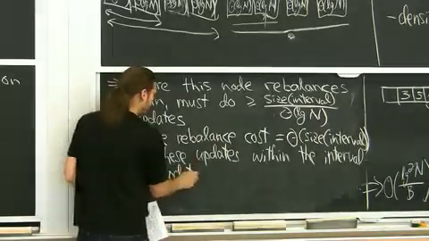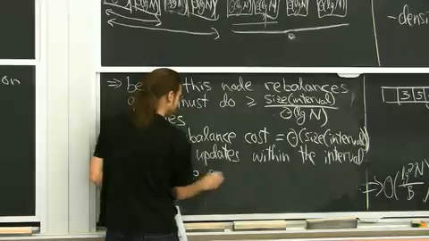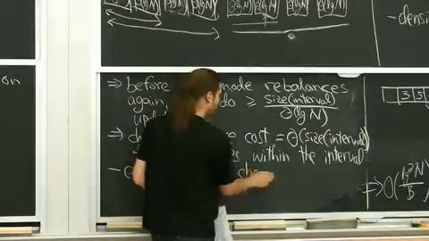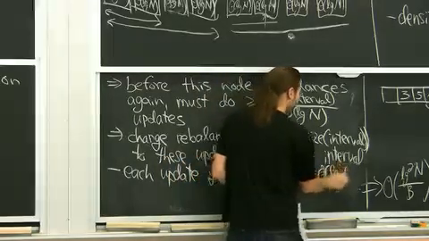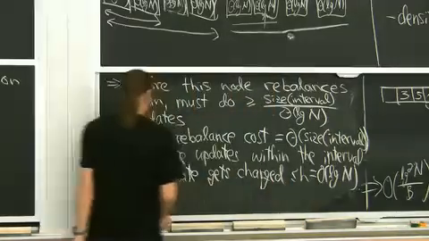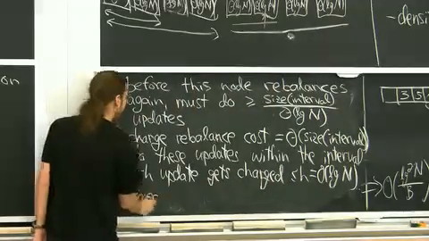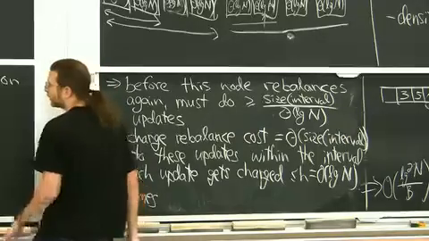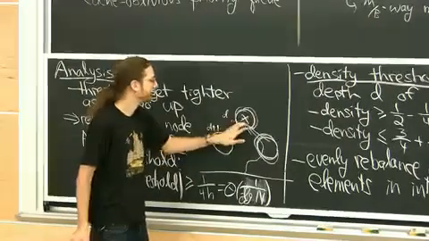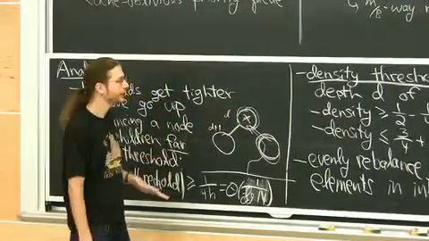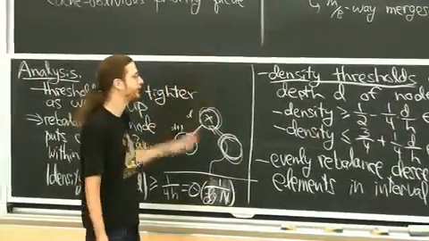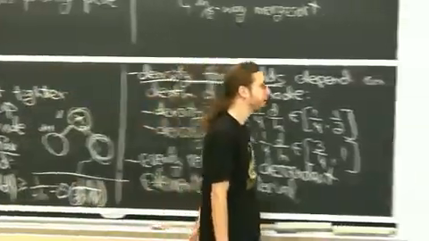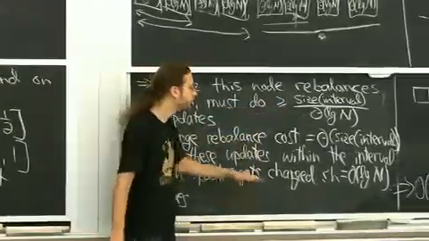Each update gets charged at most h, which is order log n times. So we looked at what happens for node x, but we have to apply this argument simultaneously for all nodes x. Fortunately, this node versus this node, they don't share any descendants, and so there's no multiple charging. But node x and its parent and its grandparent, all its ancestors, they're all talking about the same nodes, and so they will multiple charge, but only by a factor of log n.